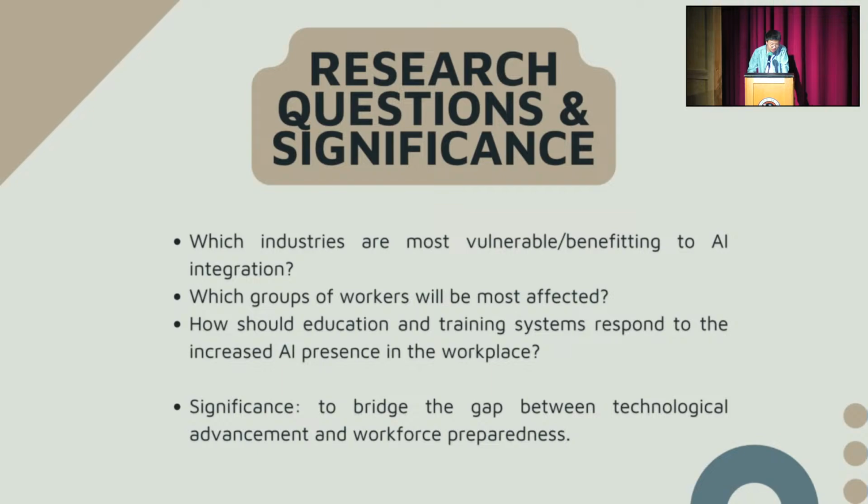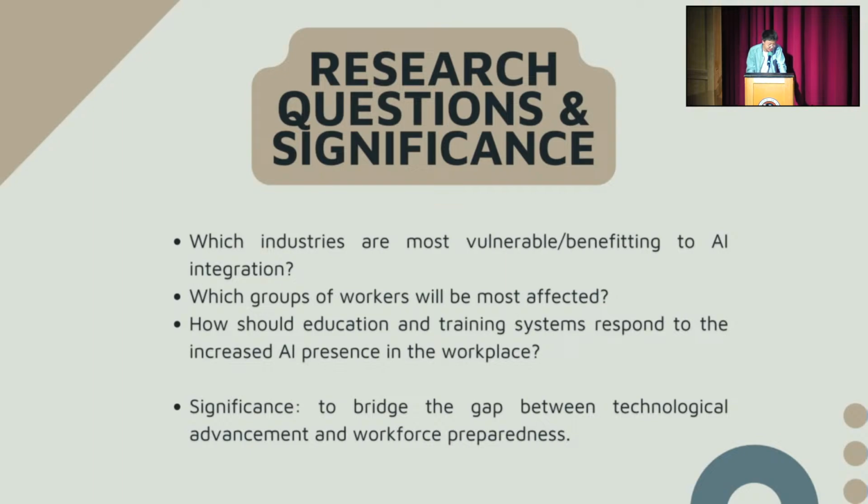My study employs a phenomenological approach based on qualitative research. This methodology allows me to explore how different stakeholders, workers, governments, developers, and others experience these technological changes. There are three key questions guiding my research. Which industries are most vulnerable to or benefiting from AI? Which groups of workers will be the most affected? And how should education and training systems respond to increased AI presence in the workplace?